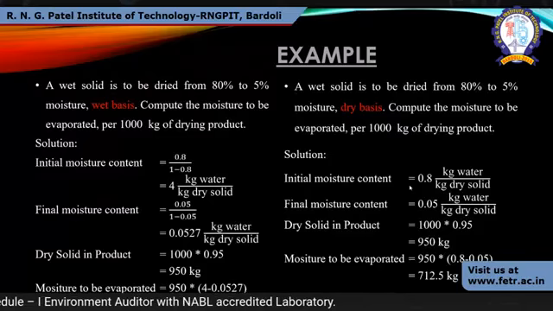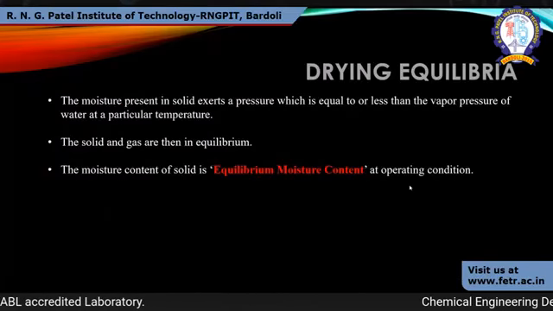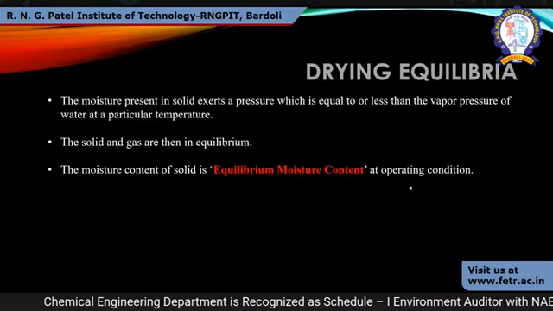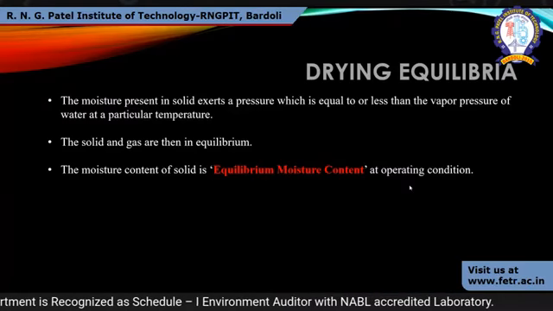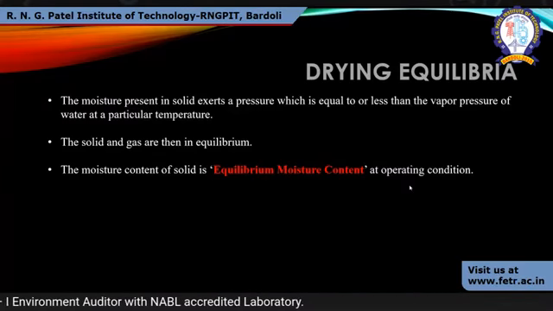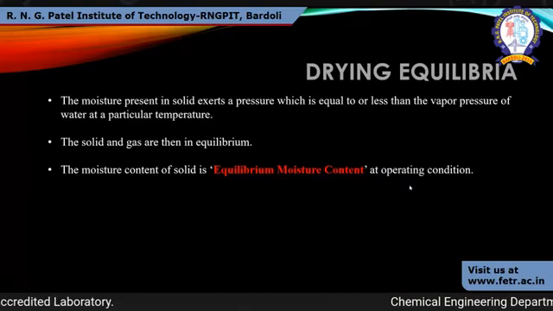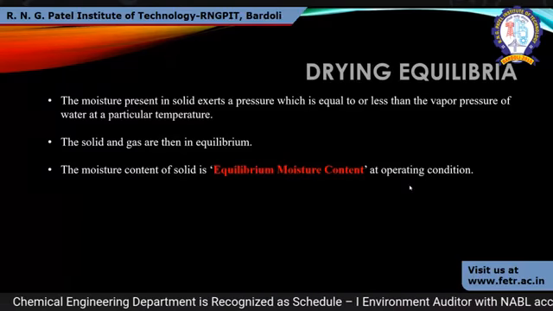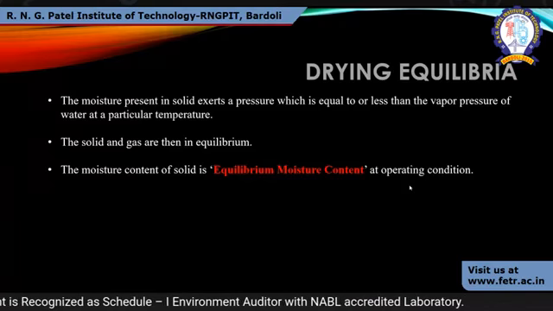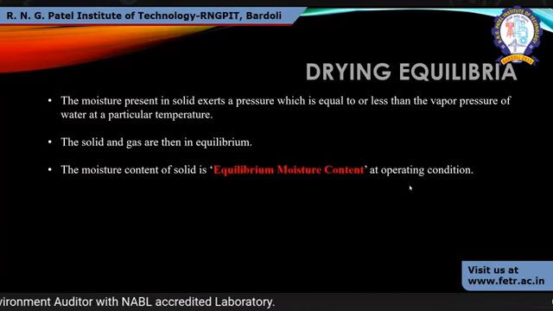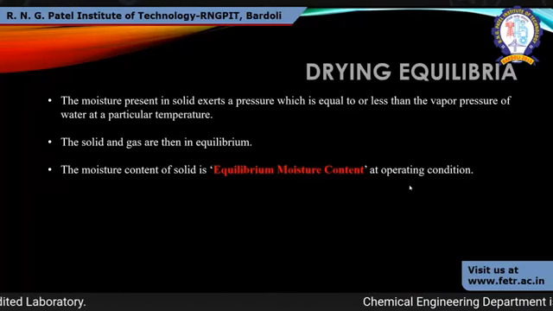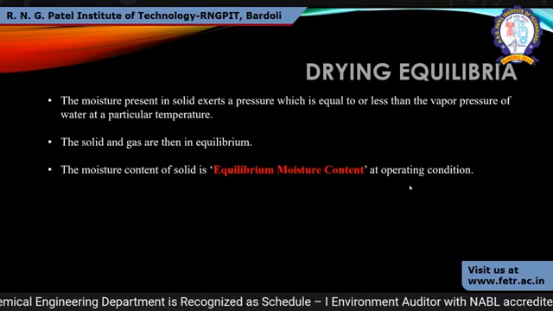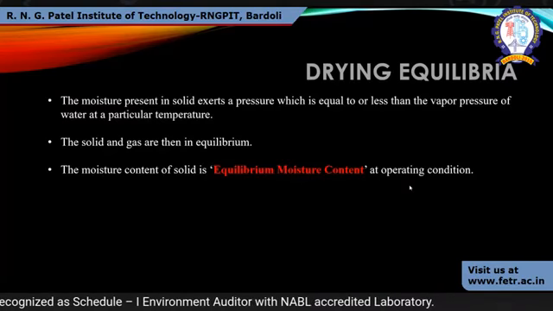Okay. Now we are going further to drying equilibrium. When I have said that air is contacted with the wet solid, see, air. So air is the atmospheric air, or we have some treated air. So that air comes in contact with the wet solid. So to what extent the drying will occur depends, first, on the amount of moisture present in the solid. The moisture present in the solid exerts a pressure which is equal to or less than the vapor pressure of water at a particular temperature.